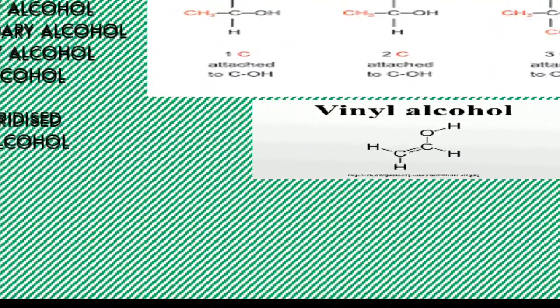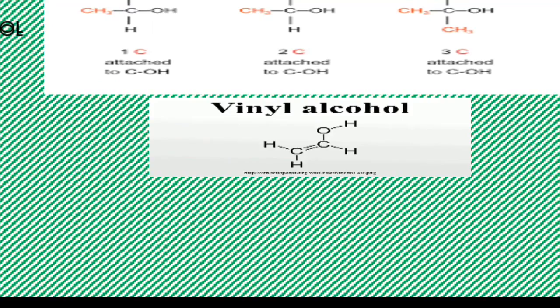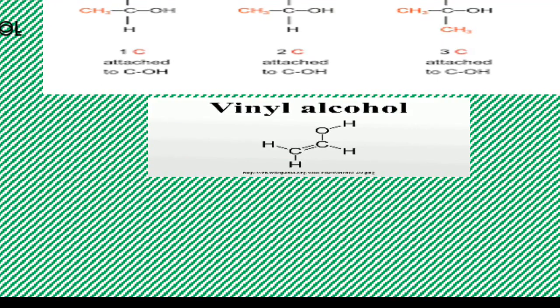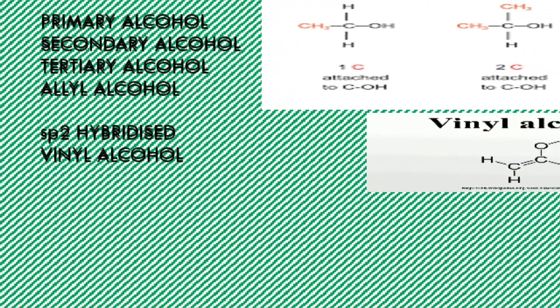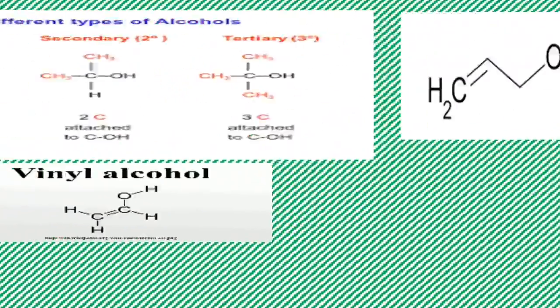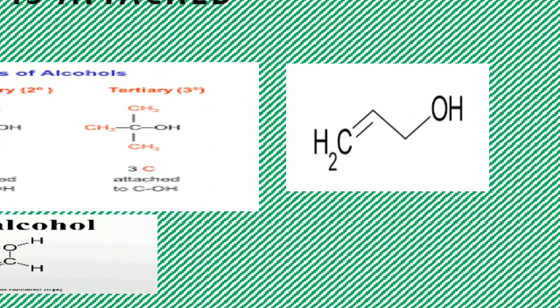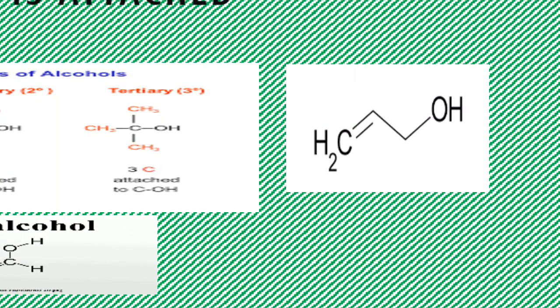Another one is vinyl alcohol. The structure of vinyl alcohol is in front of you. This is also sp3 hybridized. Sorry, this is sp2 hybridized. Allyl alcohol structure is this one on the right hand side, where the OH group is attached to the carbon atom, which is in turn attached with another alkyl group.